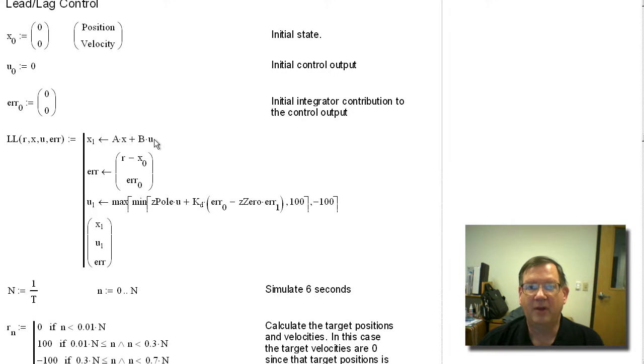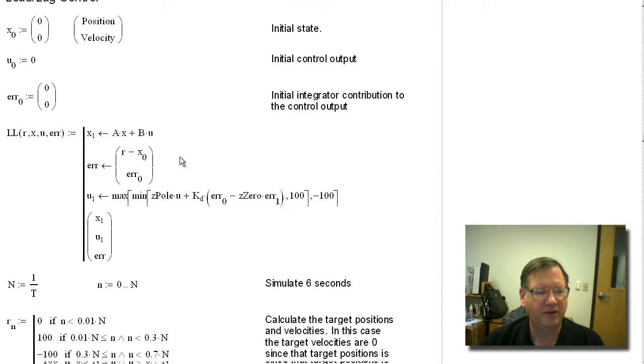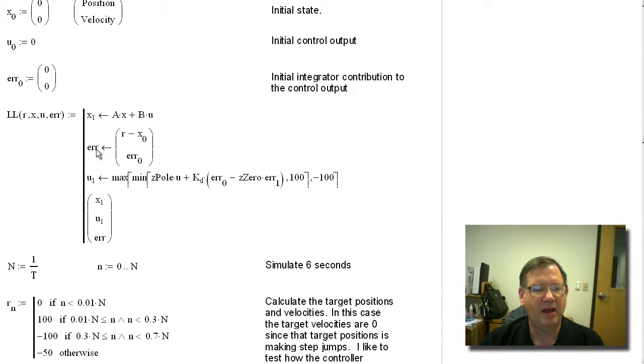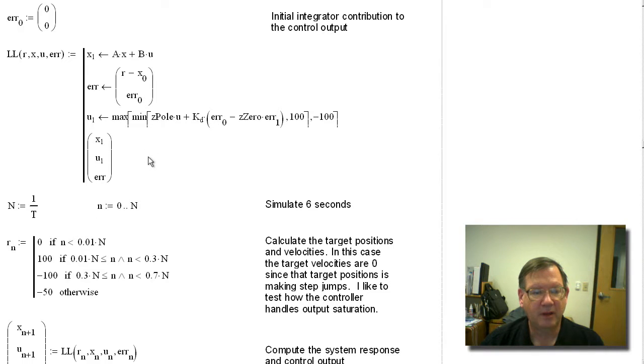The first step is to update the state using the current control output that was passed. We update the error history, so we have the target position minus the actual position. And then this is the lead lag filter implemented. You can see it's very simple.